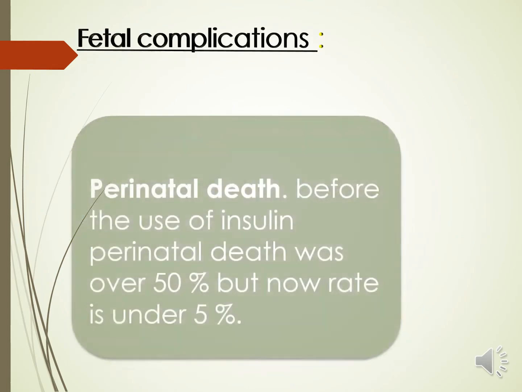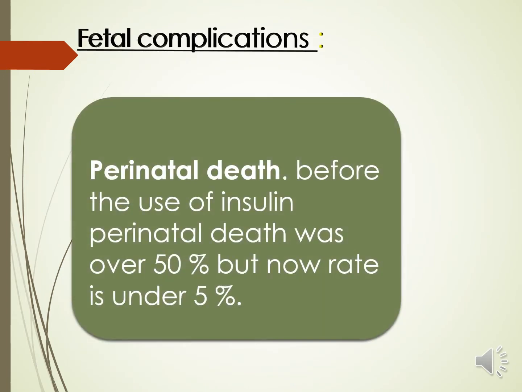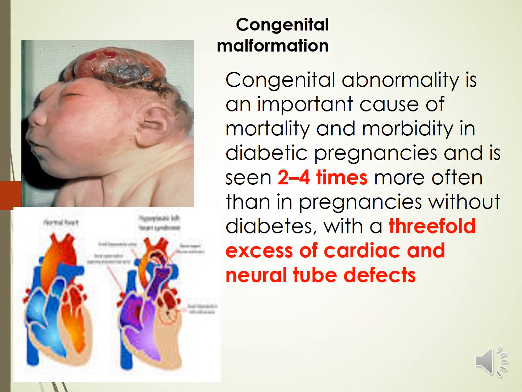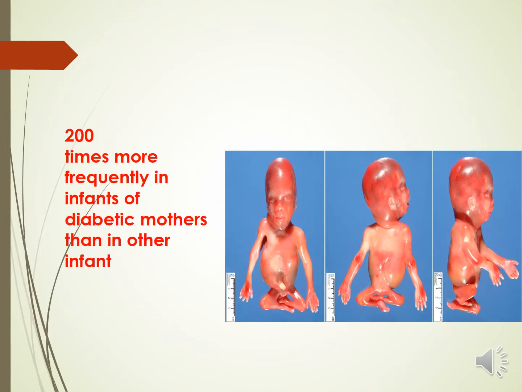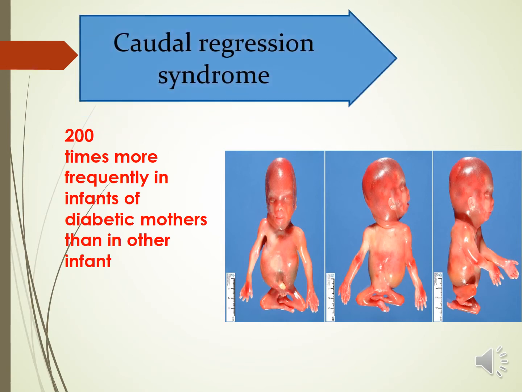Fetal complications: perinatal death before the use of insulin was higher than 50%, but now the rate is under 5%. Congenital abnormality is 2 to 4 times more common in diabetic than non-diabetic women, especially neurological and cardiovascular, with a 3-fold increase in diabetic patients. There is caudal regression syndrome, hypoplasia of the lower limb, and agenesis of the sacrum. It is pathognomonic that the woman has diabetes. It is 200 times more frequent in infants of diabetic mothers.